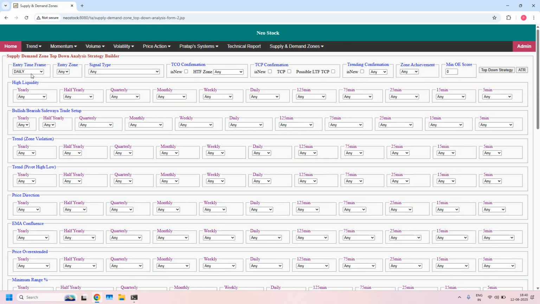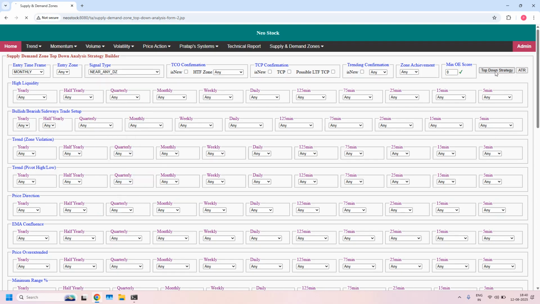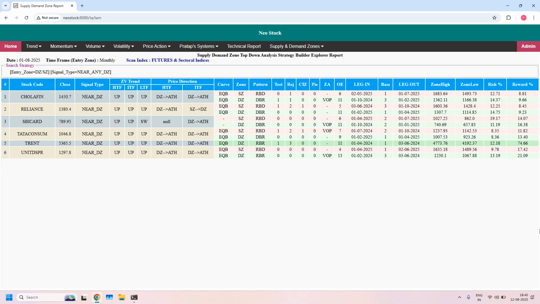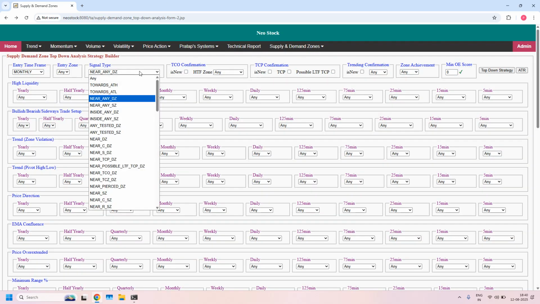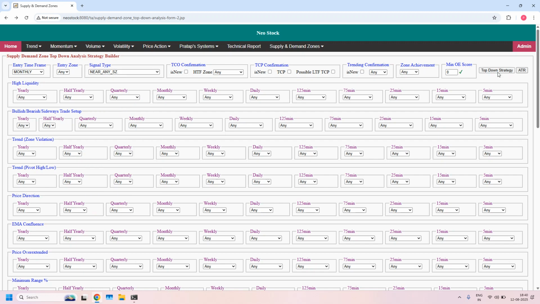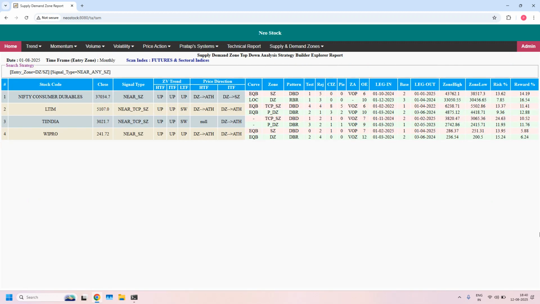Okay, next time frame is monthly. Stocks near to the monthly demand zone. We got 6 stocks. Next, stocks near to the monthly supply zone. We got 4 stocks.